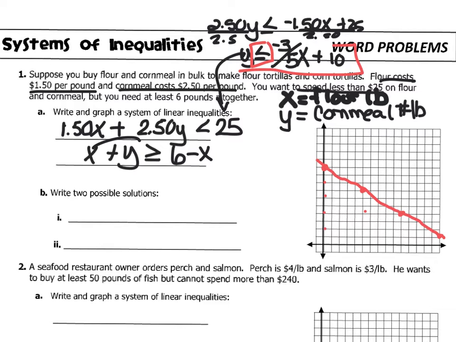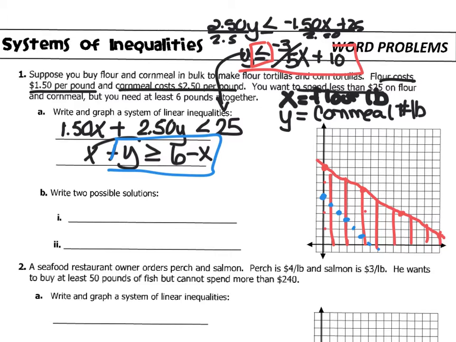Oops, almost forgot. It's less than or equal to, so the shading is going to be below the line. Now let's graph the second one. My y-intercept is 6, and my slope is negative 1. So down 1 to the right 1, down 1 to the right 1, and continue that to the edge of the graph.